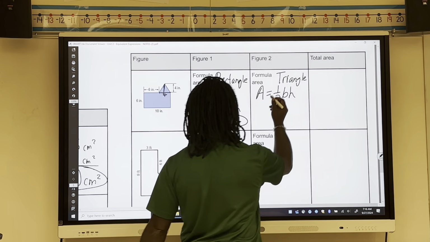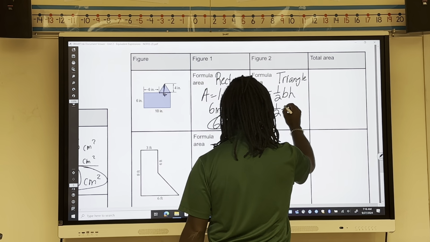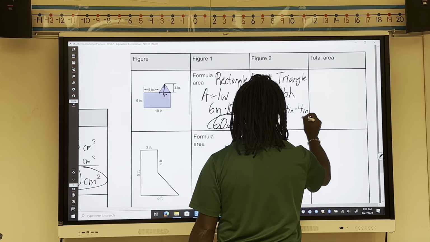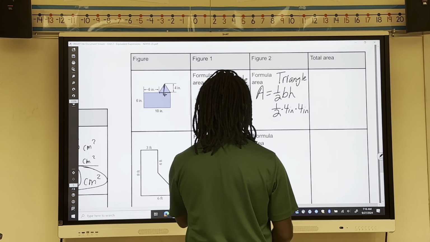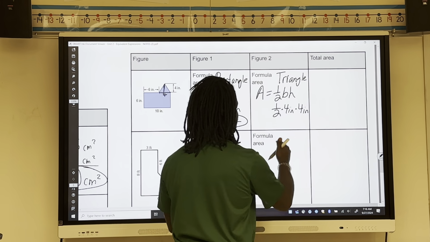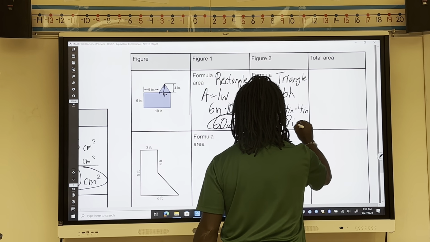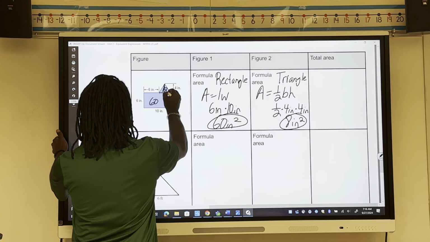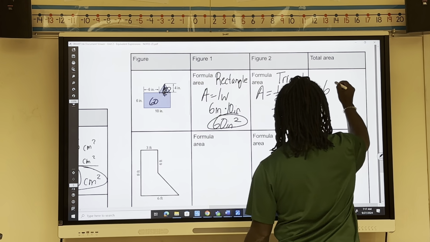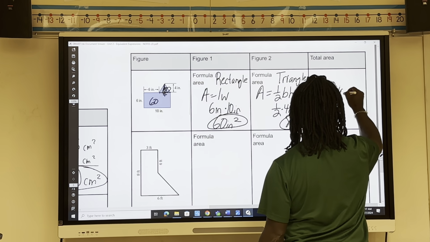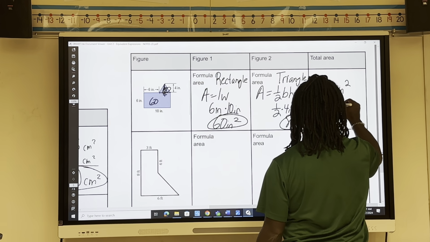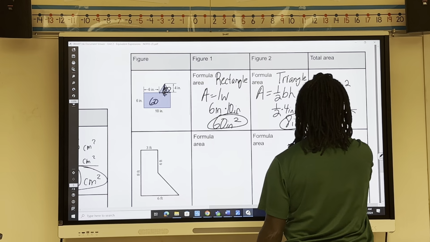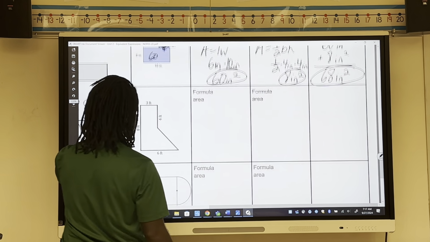So the dimensions of the triangle is 1/2 times 4 inches times 4 inches, okay? And so when I do that, half of 4 is 2, 2 times 4 is 8, so we got 8 inches squared. All right, so that is 60, that is 8. So we add that up, 60 inches squared plus 8 inches squared gives me a grand total of 68 inches squared. All right, moving on.